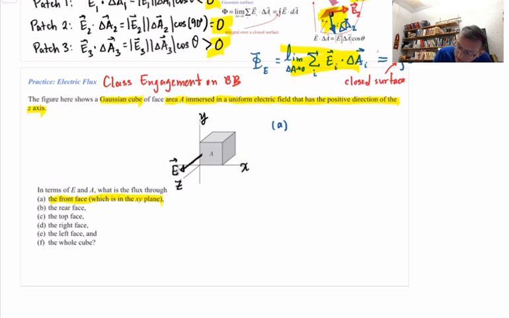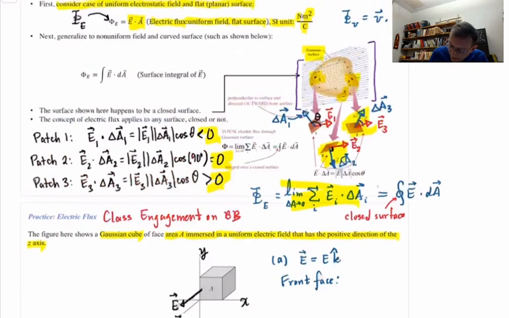All right, let's use unit vector notation. For the electric field, E arrow is simply E magnitude k hat. It's a uniform electric field pointing in the plus z direction. Now here's the next question. On the front face of this Gaussian cube, what is the area vector?